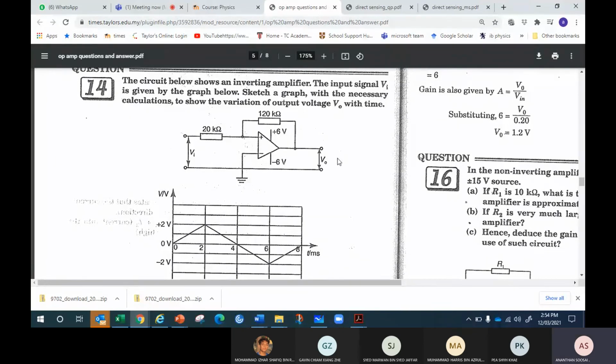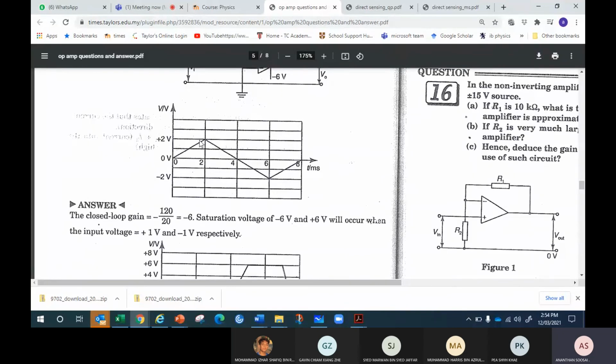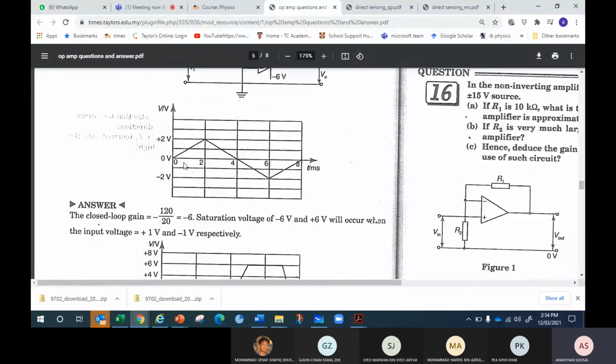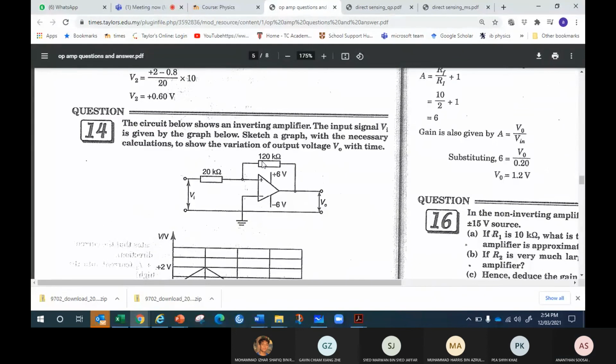So it's an inverting amplifier. Take it as an inverting amplifier. The input graph was like this. This is the input signal, from 0 to 2 volt. Because it's an inverting amplifier, this pattern is going to be reflected the other way around. The positive peak is going to be the negative peak. How much is the gain? Negative RF over Rin, so 120 over 20. The gain is negative 6.